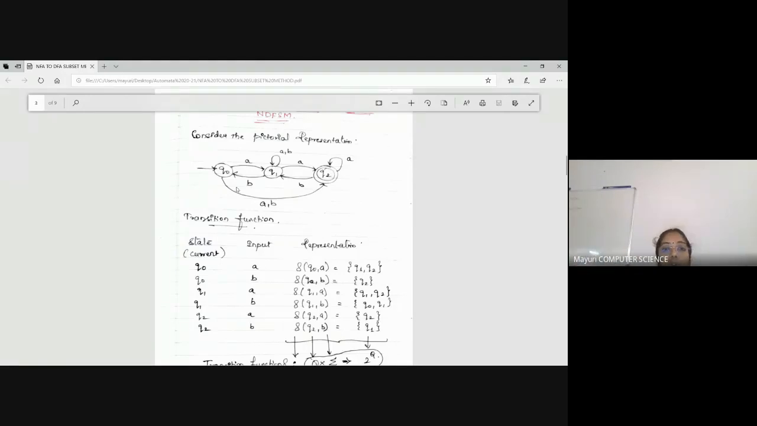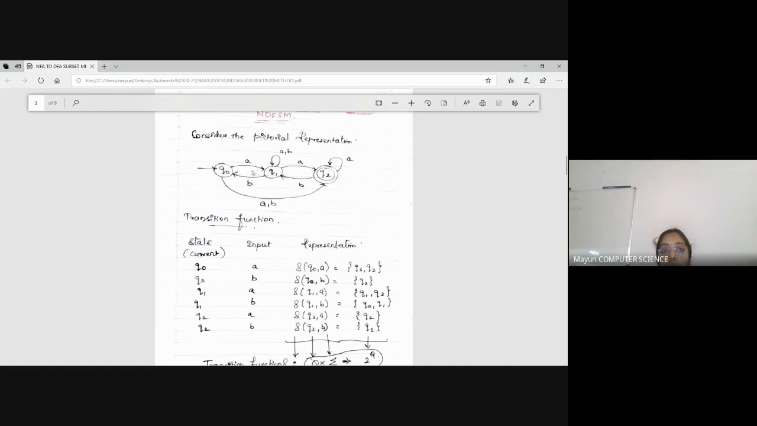See, from Q0, you are going to a set of states. What are all the states? On A, you're going to Q1. On A, you're going to Q2. So two states you are going to. So the resultant state here, from one state to the other state, is the set of all possible states. Agree? So from Q0 on A, I am going to Q1 and Q2 both. You have to represent it like this in a set.